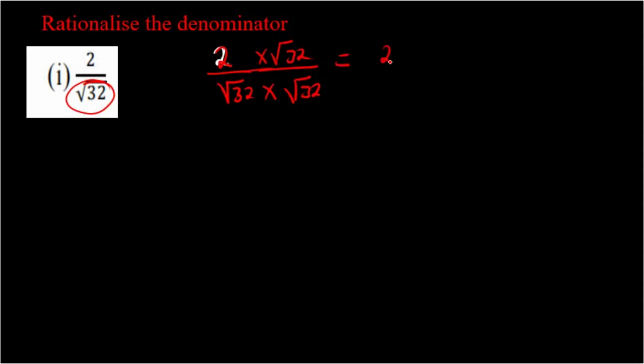So you have 2 root of 32 over root of 32 times root of 32. Remember, it's inside the same, so meaning it will just be what? 32. What do you do? 2 into 32. The answer is what? 16. So this is the answer which is there.